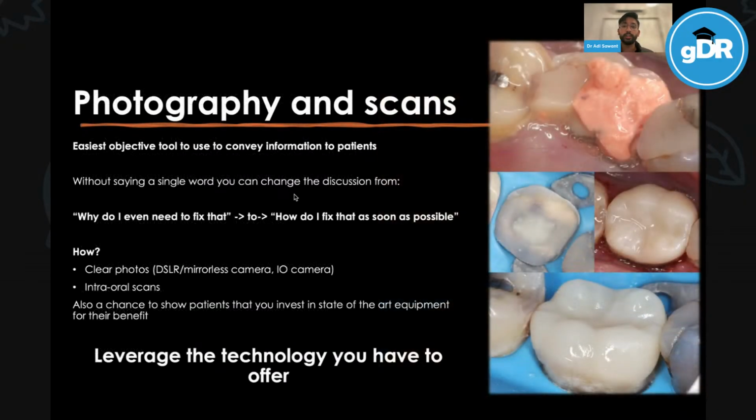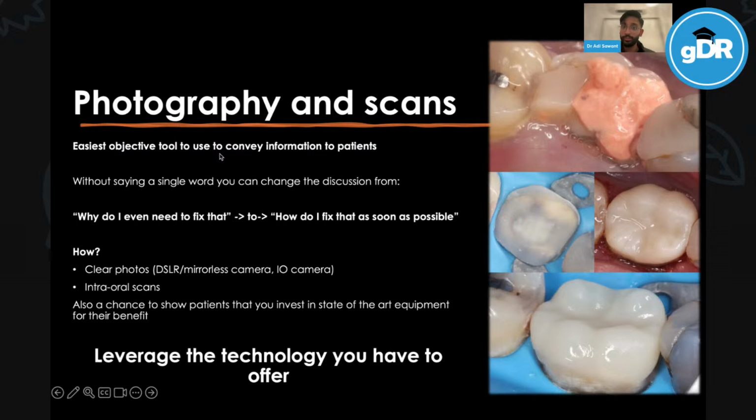Photography and scans are quite a big thing. This is an emergency patient that came in. They're like, oh yeah, look, I think my tooth's a bit broken. It's clearly been broken for a little longer. There's literal gingiva growing into that tooth. I took one picture there and the patient's like, yeah, all right, I can see we need to do something here. And you can change the discussion from why do I need to fix that to how do I fix that as soon as possible? Especially for a fresh new grad, where communication skills can only get better, let's be honest. Pictures tell so much and they stop you from speaking, which sometimes is a good thing, especially for me.